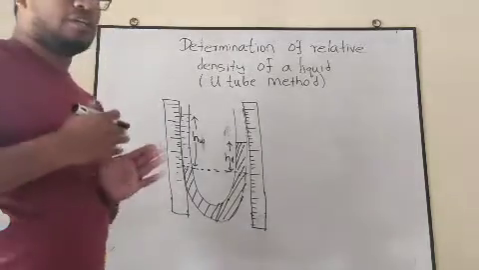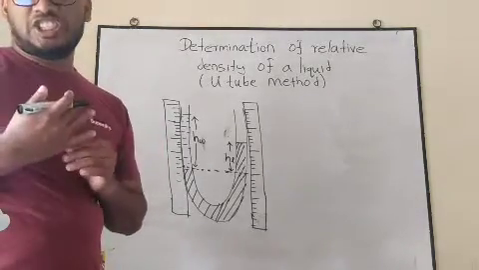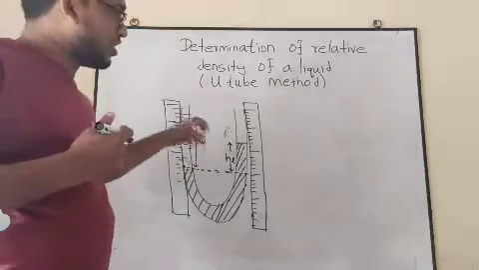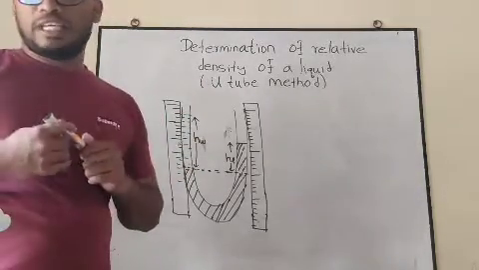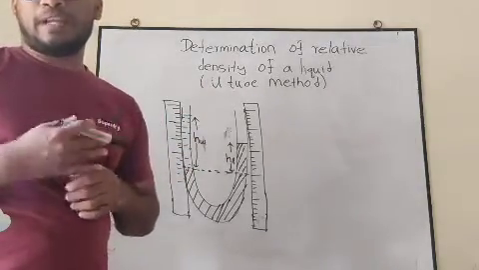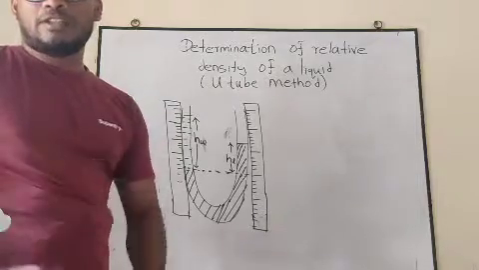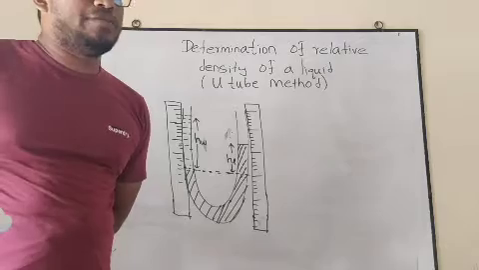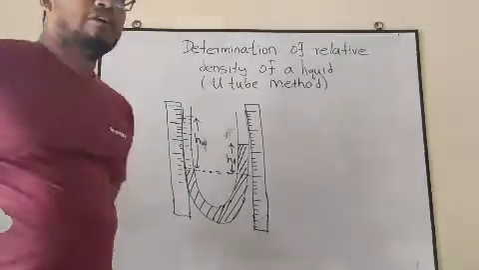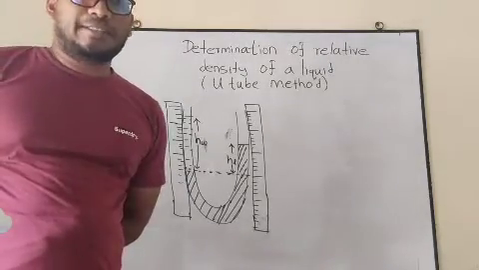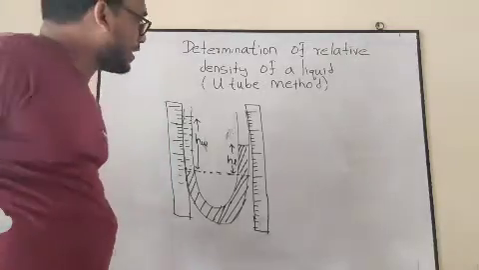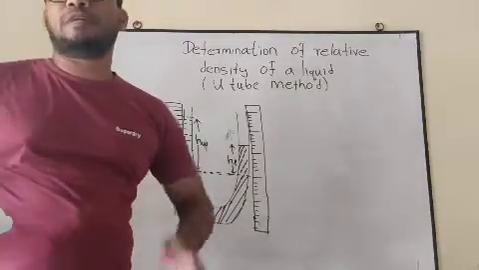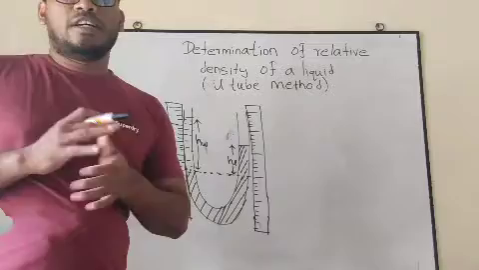And if you want to change the amount of water, repeat the experiment and obtain several values for HL and HW. So how do you obtain the different readings? By changing the water, we repeat the experiment and we obtain different HW and HL. So we can obtain several readings in this method.